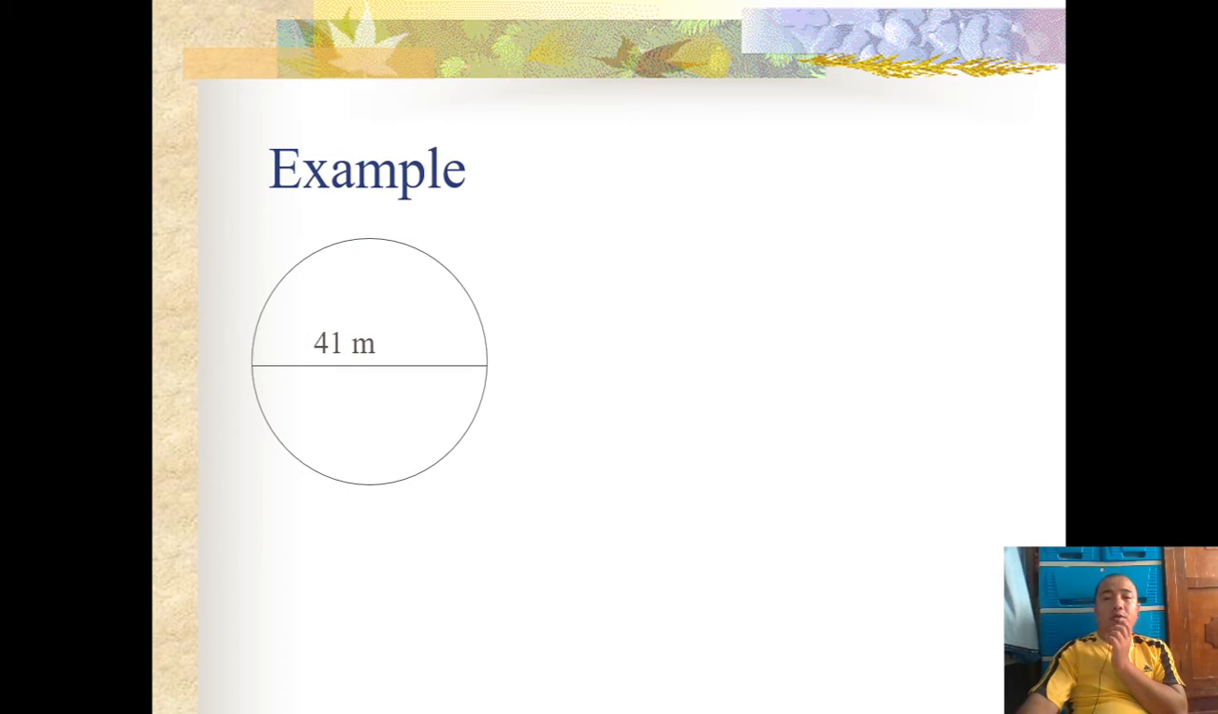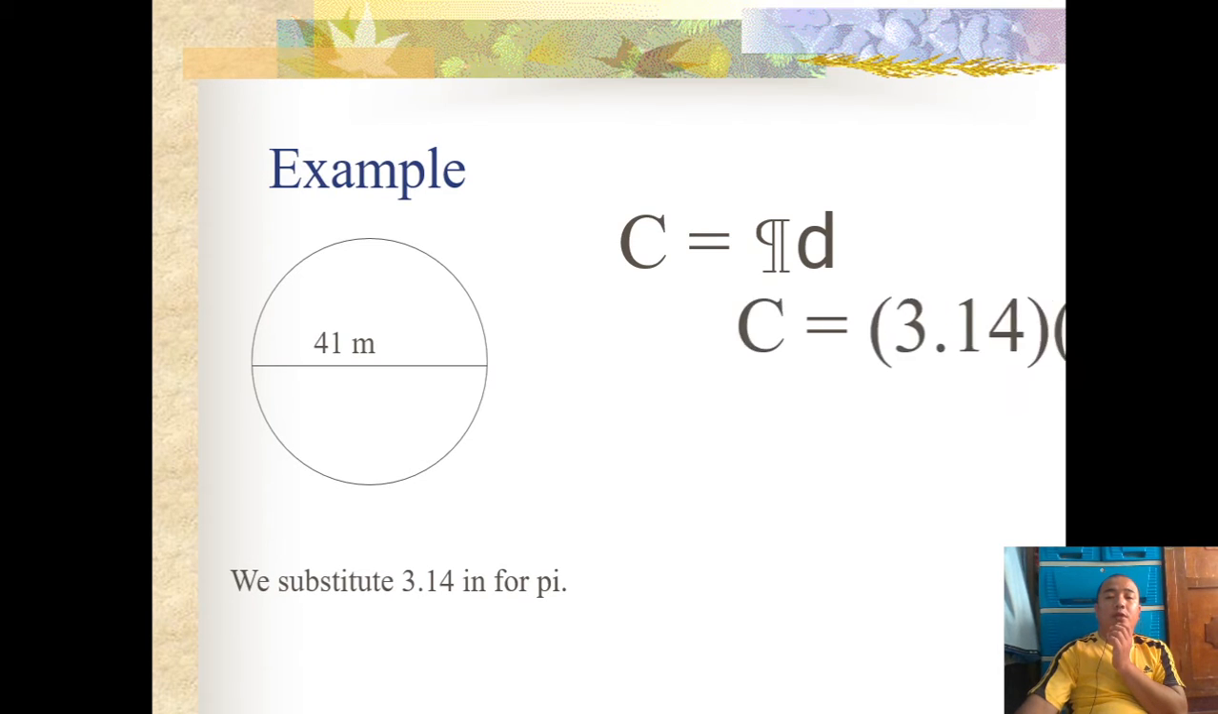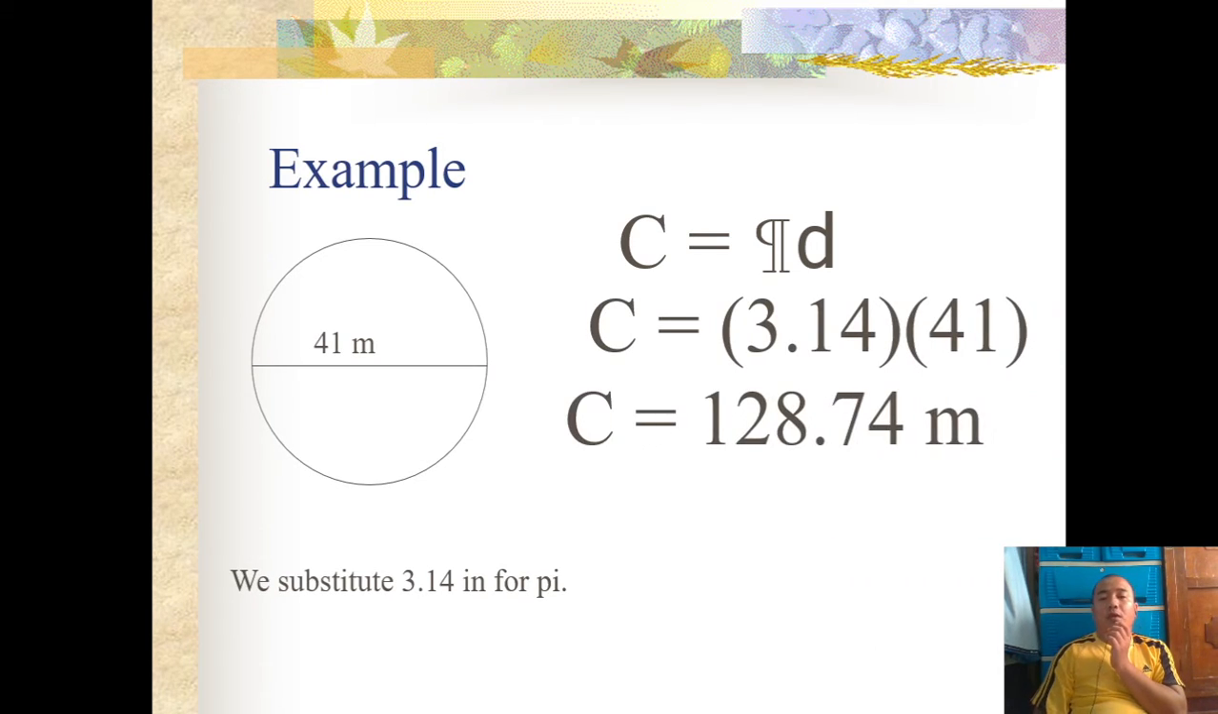Example, if the diameter is 41 meters, what is the circumference of the circle? Since the given is the diameter, we use pi d. Just multiply 3.14 by 41. It's equal to 128.74 meters. That is the length of the distance around the circle. That is the circumference of the circle.